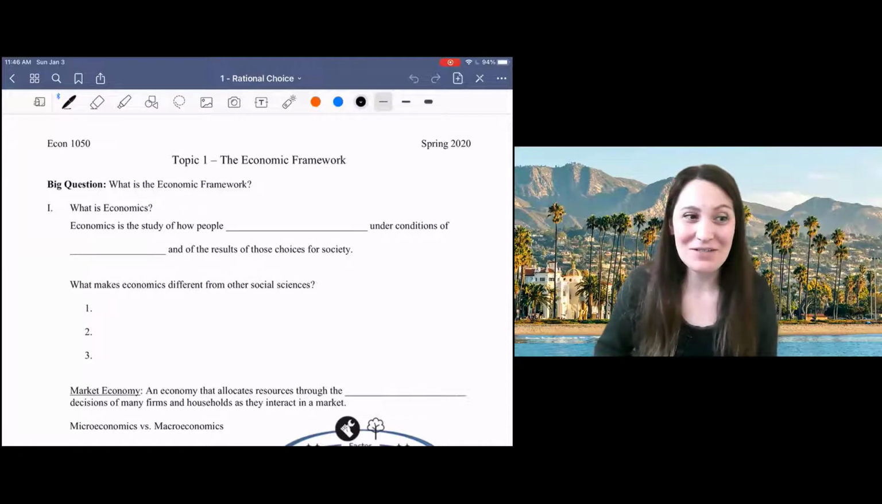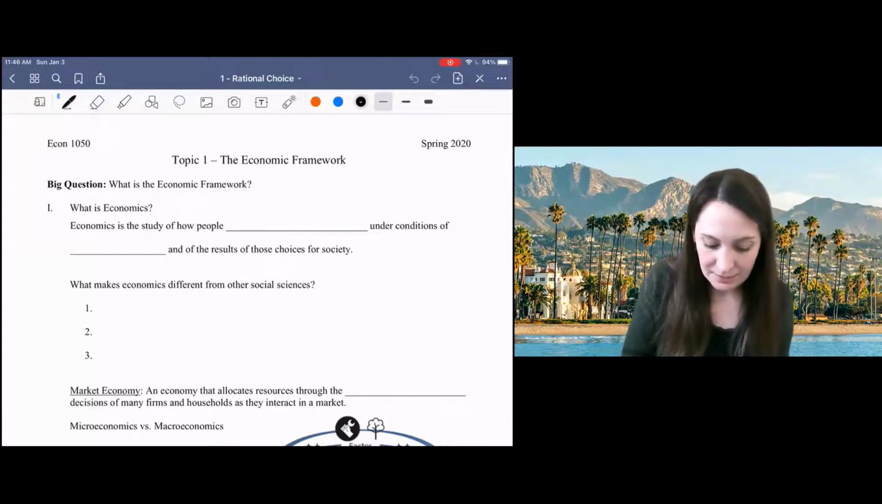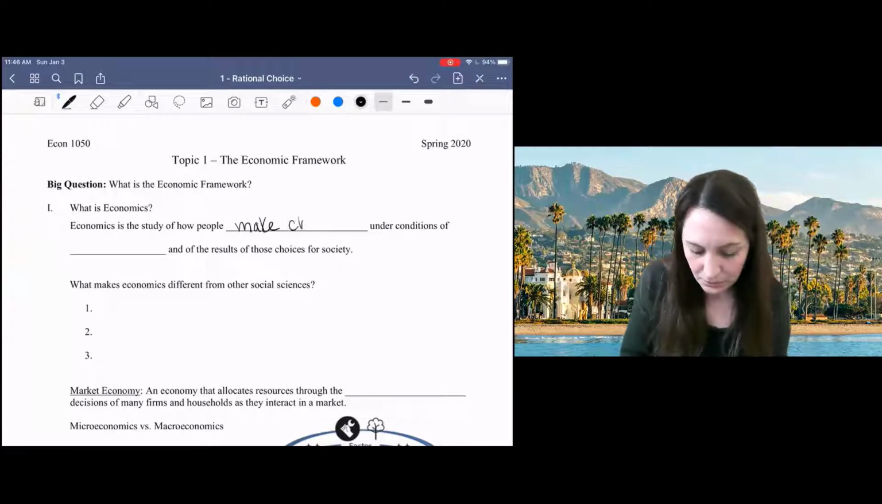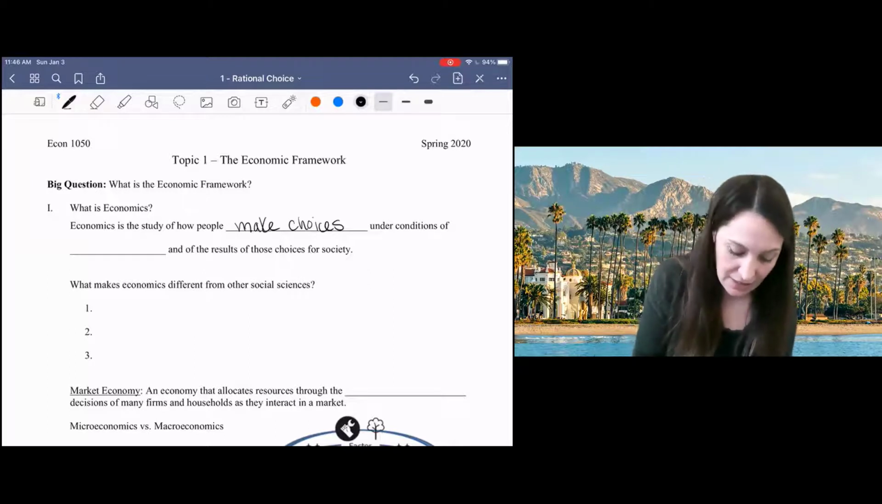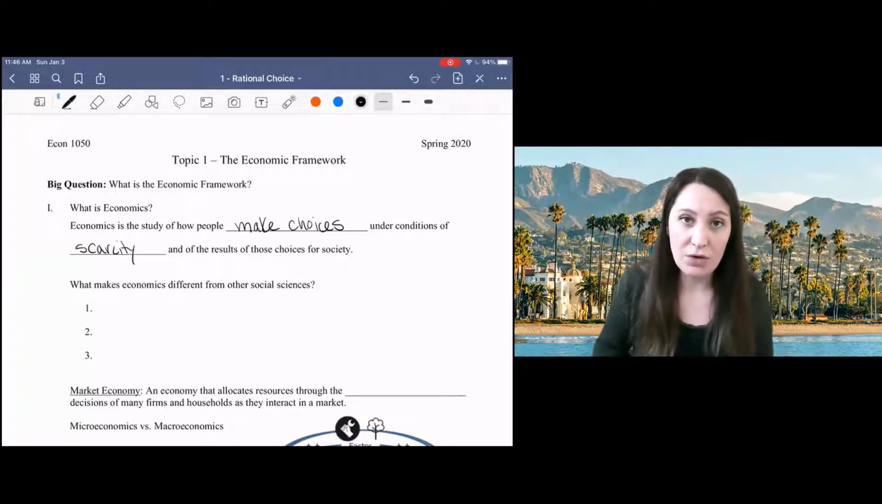So as you've just learned, economics is a social science that studies how people make choices under conditions of scarcity. And we're also interested in the consequences of those choices for society. We're going to explore here a little more about what it means to make choices under conditions of scarcity.